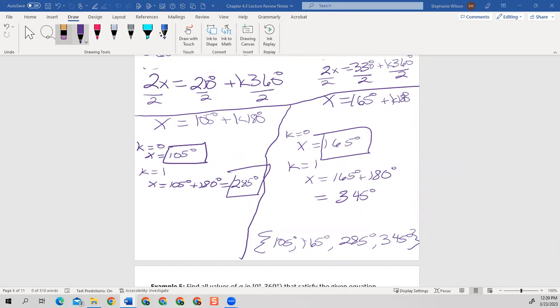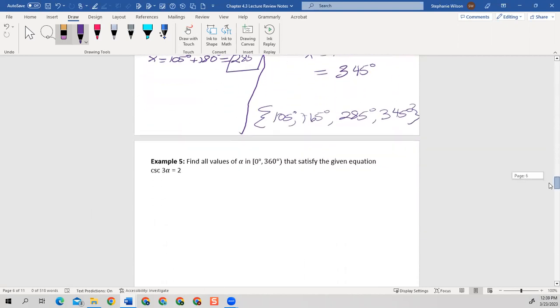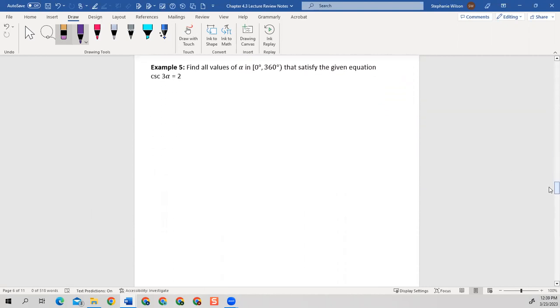Let's go to our example 5. We're going to find all values of alpha in the interval of 0 degrees to 360 degrees. You do see that 0 degrees can be included, and it's approaching 360, but it's not going to equal it. We've got cosecant of 3 alpha is equal to 2.